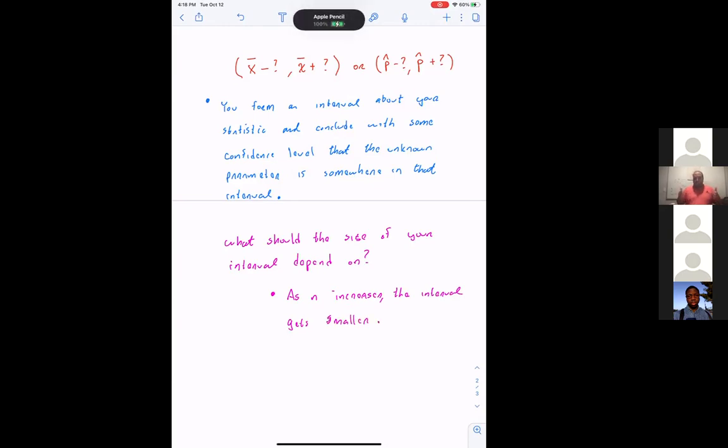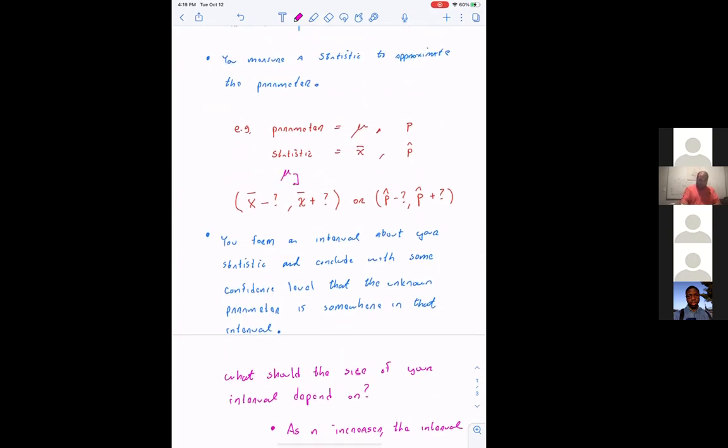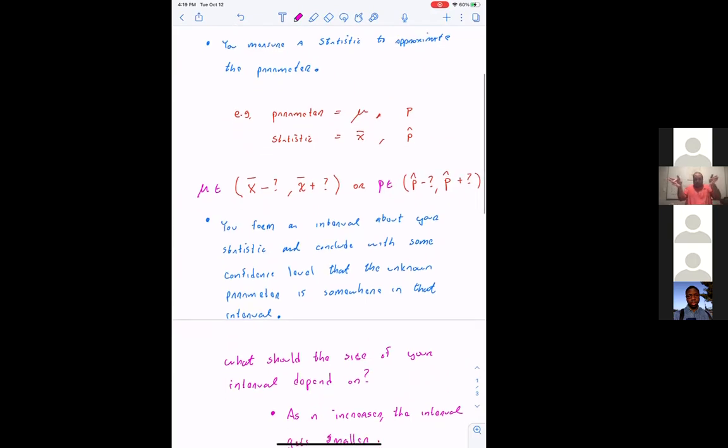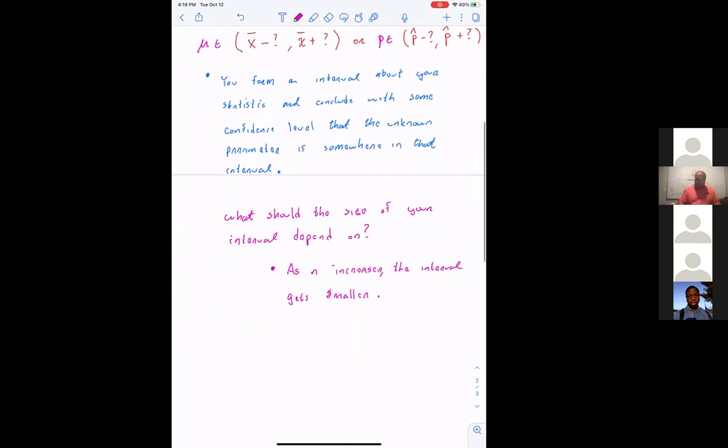The goal of this process is to narrow in on your parameter, right? Mu is somewhere in here, or P is somewhere in here. The true value is somewhere in your interval. Ideally, that interval is so tiny that we know exactly where your parameter is. So as the sample size gets bigger and bigger, ideally we want to hone in on the true value so that the uncertainty shrinks. Does that make sense?